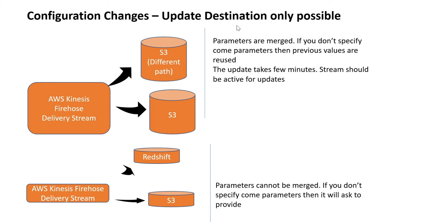You can also use the console. For example, in this case, you have an S3 and you have to change the path of that S3, a different URL, maybe with a prefix. If you have to do this, then you can fire the update destination command. That's the operation. In this case, since both are the same destinations, the parameters are merged. And while updating, if you don't provide some of the parameters, the old parameters will be used.